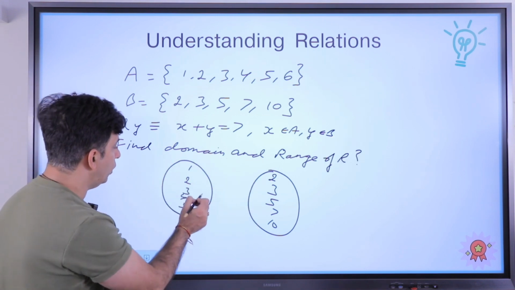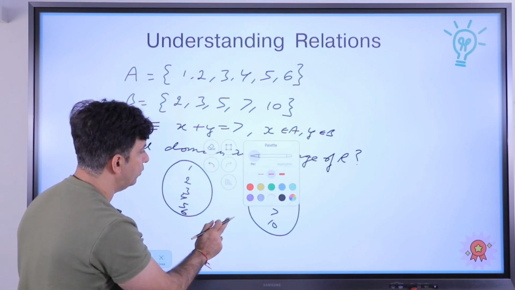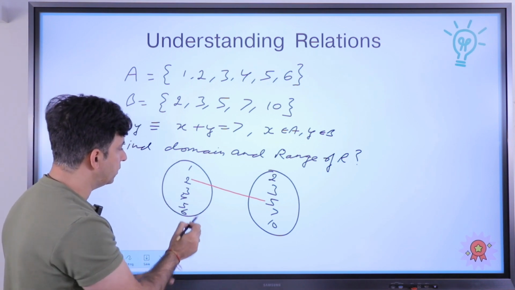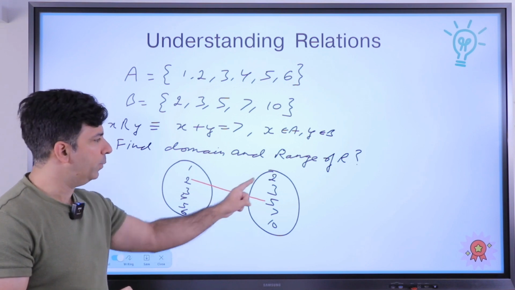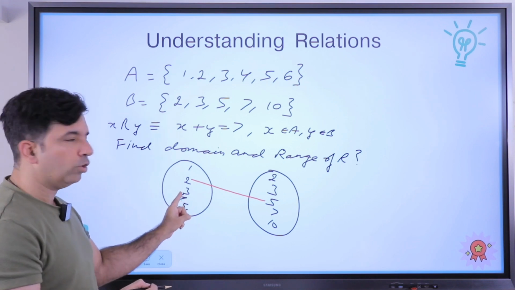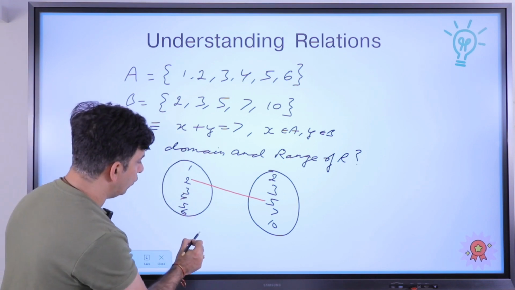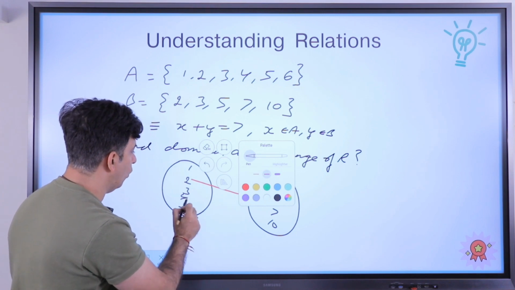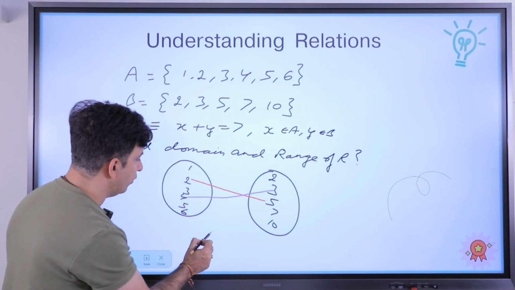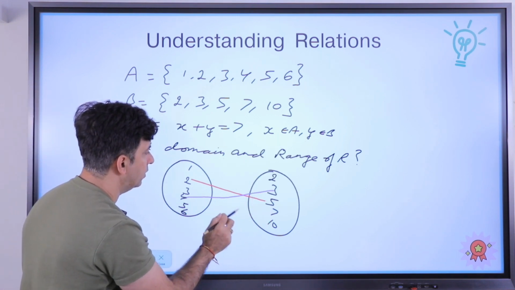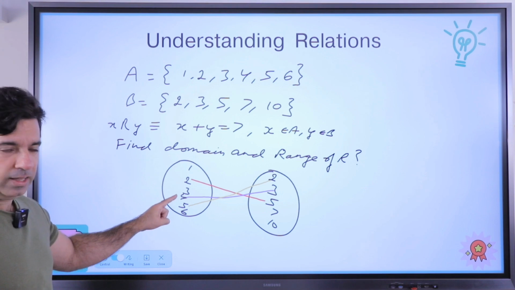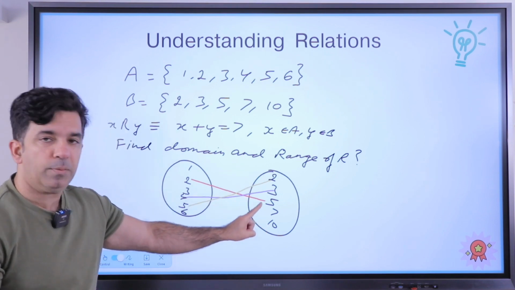Now comes 2. For that it is connected because 2 plus 5 is 7. Similarly, 3 does not actually end up in 7. So 3 is also rejected. Now comes this 4. For this 4 we can see that 4 plus 3 is 7. For this 5, 5 plus 2 is 7. So these are the elements of this set A which are connected with these elements of set B.